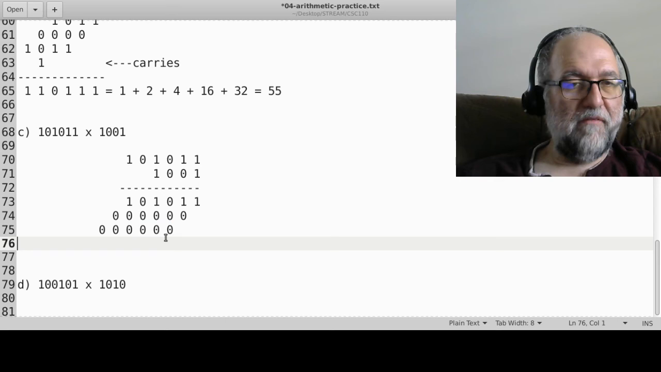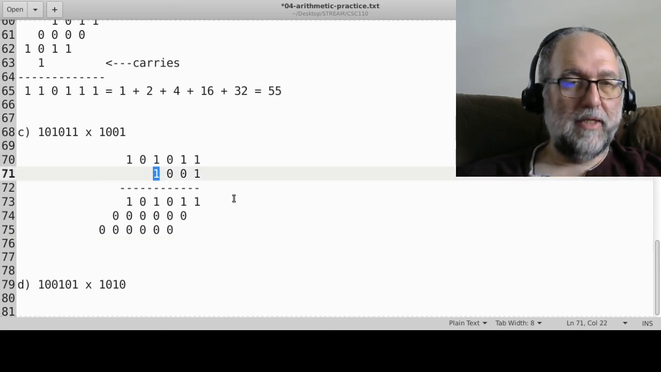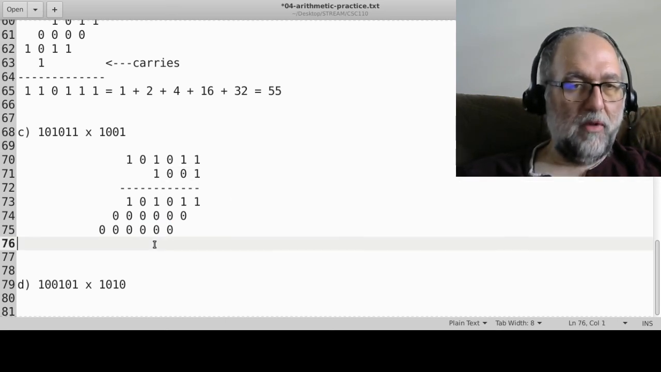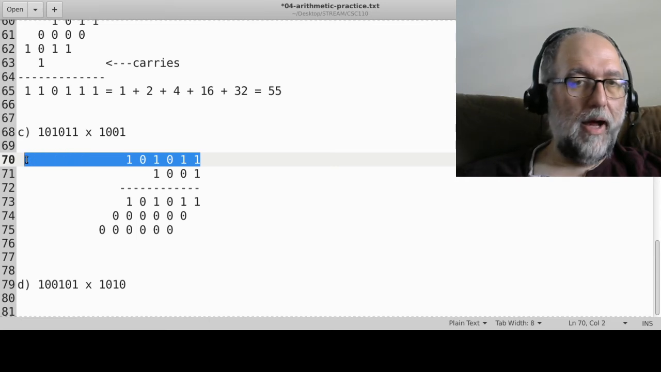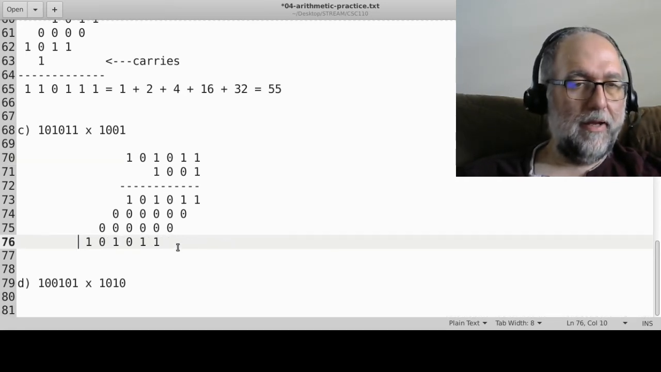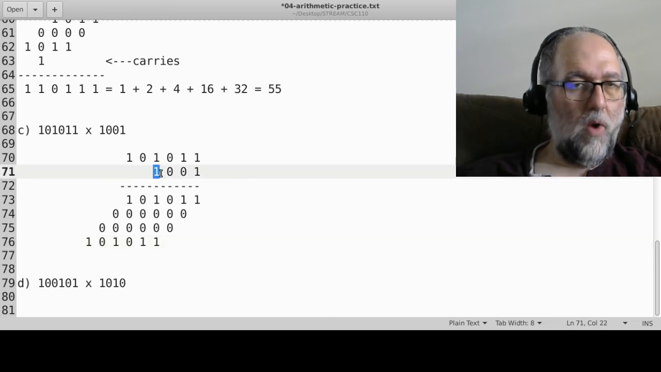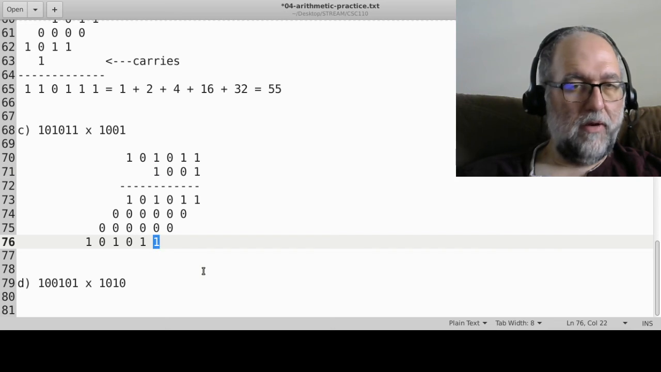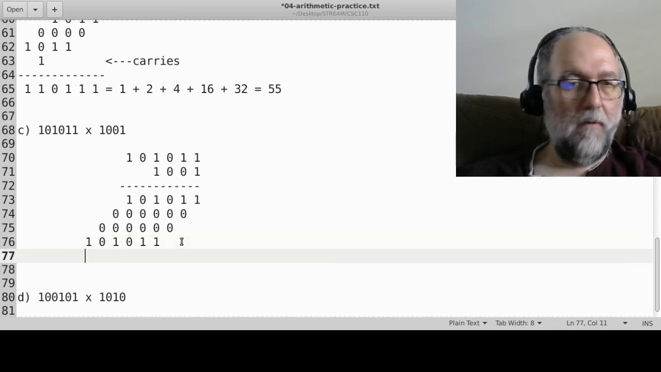Okay? And then finally, we're going to multiply that entire number with 1, but now we have to align it with the 8's column. So that would be like that, okay? So 1 times 1, because that 1's in the 8's column, you start there, okay? And there you go.